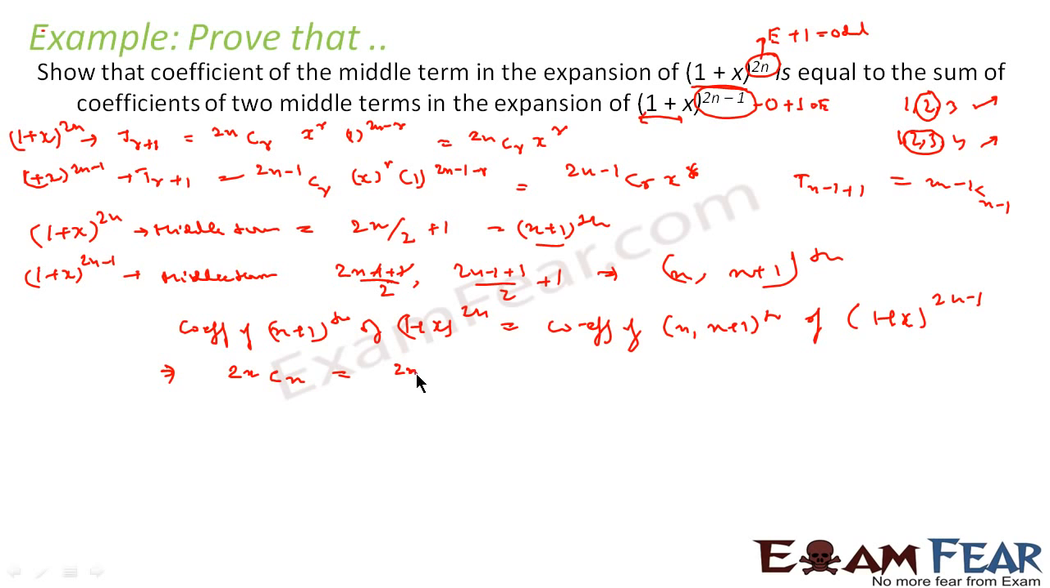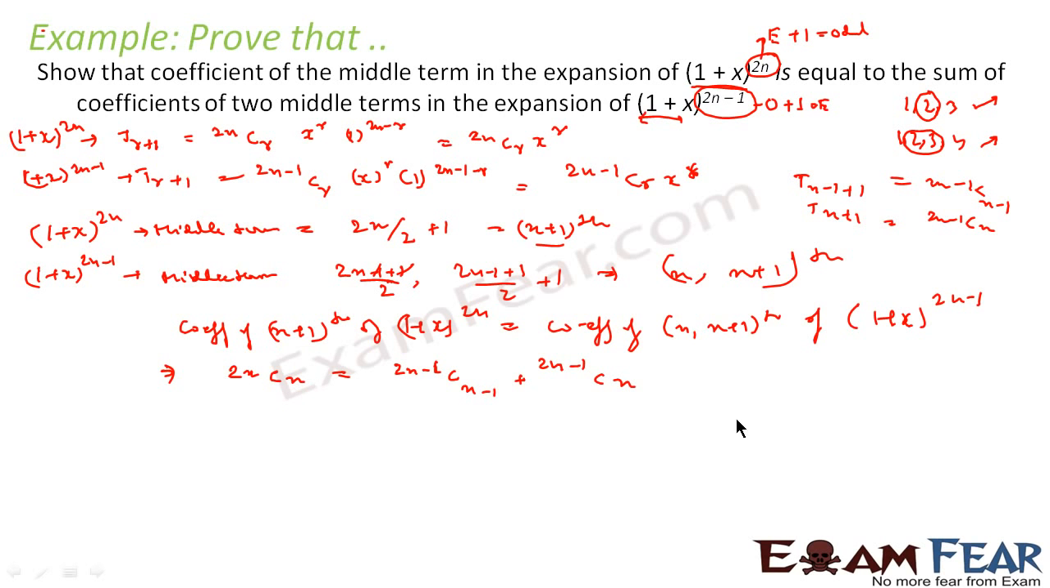So we write 2n minus 1 C n minus 1 plus, for the n plus 1 term, we put r equal to n. So T of n plus 1 is equal to 2n minus 1 C n. What we have done here: we were told that the coefficient of the n plus 1 term of (1 plus x) to the power 2n is nothing but 2n C n, and the coefficient of the n-th and n plus 1 terms of (1 plus x) to the power 2n minus 1 is nothing but 2n minus 1 C n minus 1 plus 2n minus 1 C n. So we have to prove that.